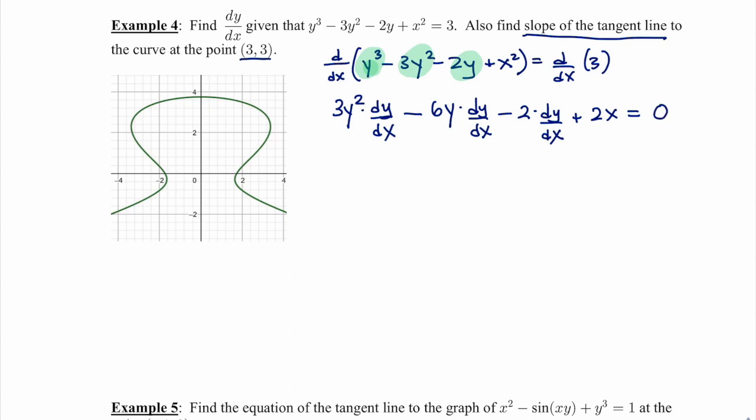All right, then we want all the terms that have a dy dx on one side, all the other terms on the other side. So I need to subtract 2x from both sides.